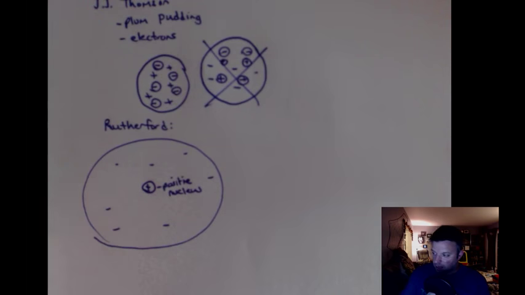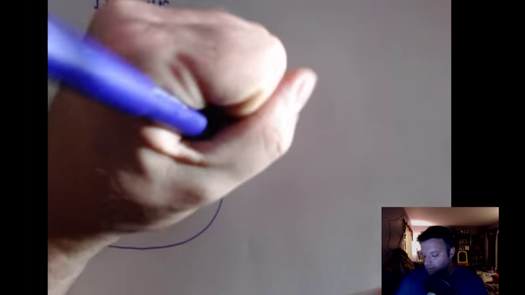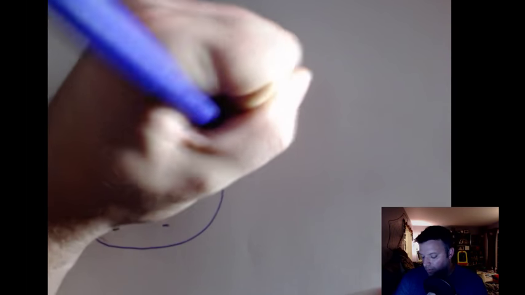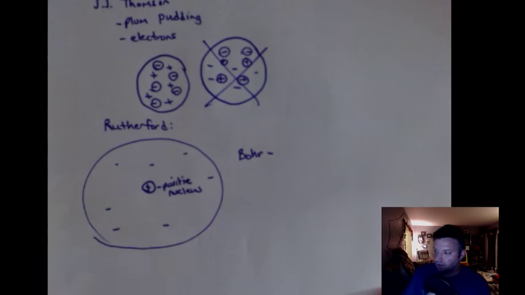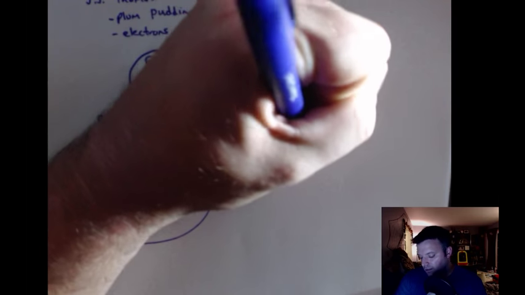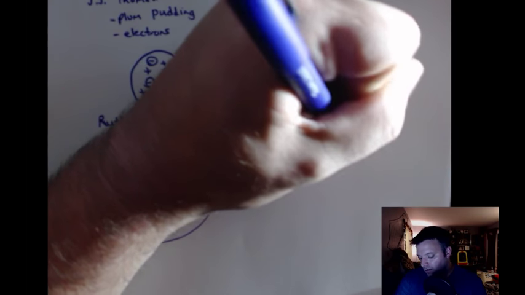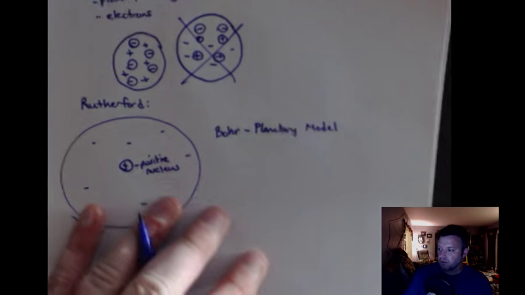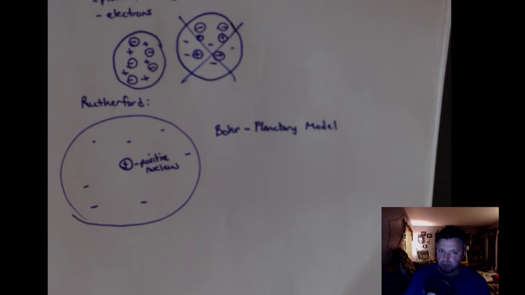Okay, well then, a couple decades after Rutherford did his experiments, a guy named Niels Bohr, really interesting fellow, came up with what is called the planetary model. And this is the one that you're probably most familiar with when you think of a picture of an atom in textbooks and stuff.